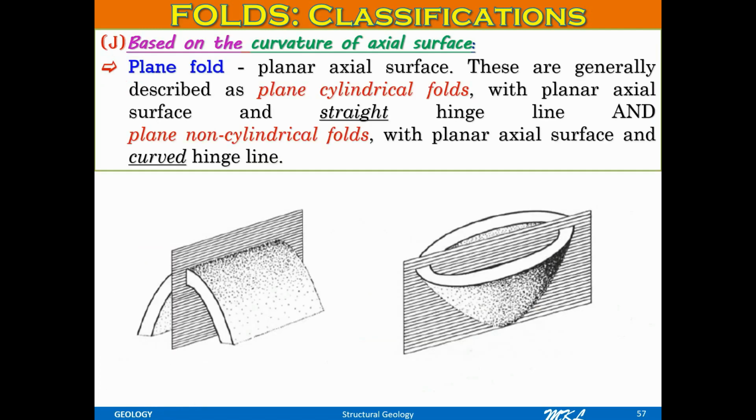Now, based on the curvature of the axial surface, we can also classify folds into several types. The first is the plane fold. The classic regular fold we have been discussing from day one is our plane fold. Why? Because the axial surface is planar. On the basis of the curvature of the axial surface, this is a planar shaped axial surface, and that's why it's called a plane fold.